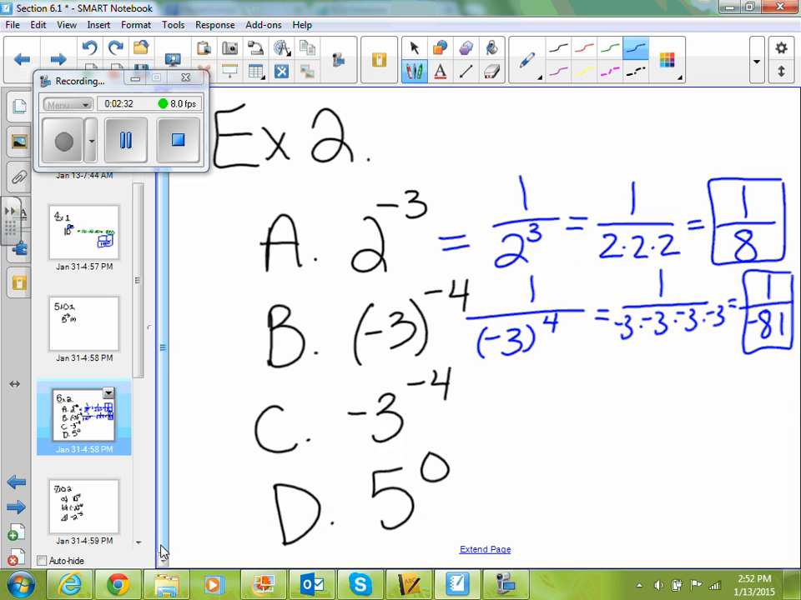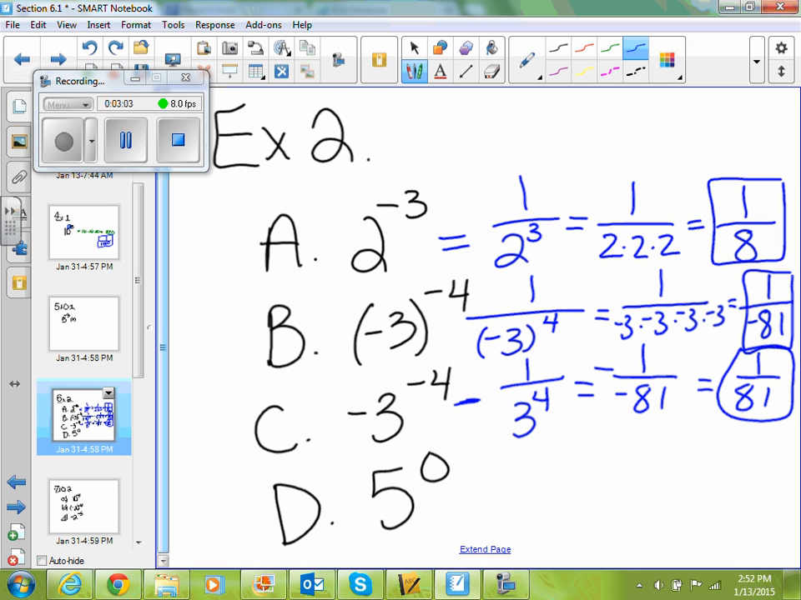Okay, so C is a little different because it's not in parentheses. That's the only difference. Which means that instead of being a negative 3 on the bottom, the negative stays out front, and we only move the 3 to the bottom. So then 1 over 3 to the 4th is 81, and we get negative 1 over 81. Not always. Sometimes they'll be negative, because like this one was negative.